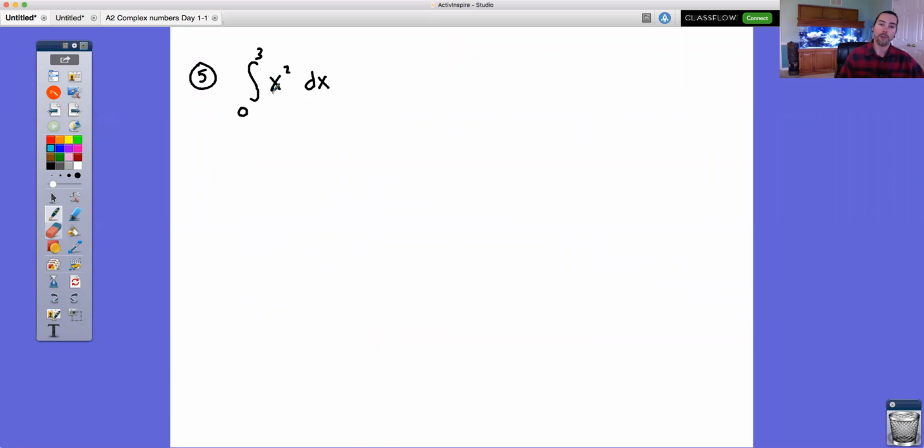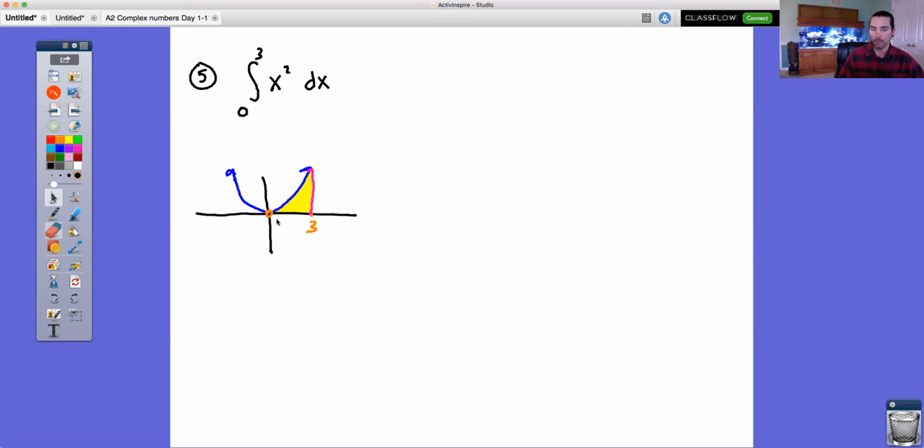Okay, integrate from 0 to 3 for the function x squared dx. Let me do this one graphically. X squared is a parabola. From 0 to 3, I am asking you to find the area you see in yellow. That is not a geometric shape that I can have a formula to take the area of. That's not a triangle. It's got a curve on it. So I can't do 1/2 base times height.